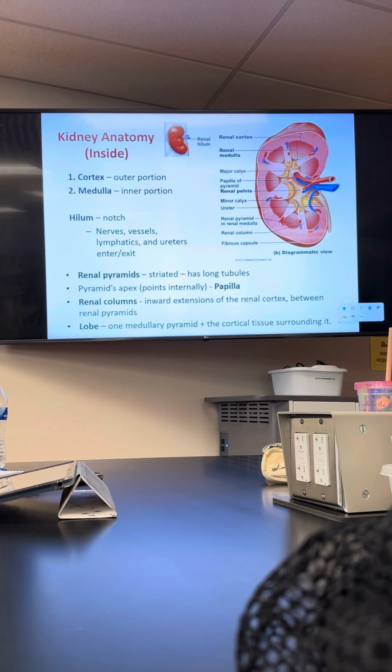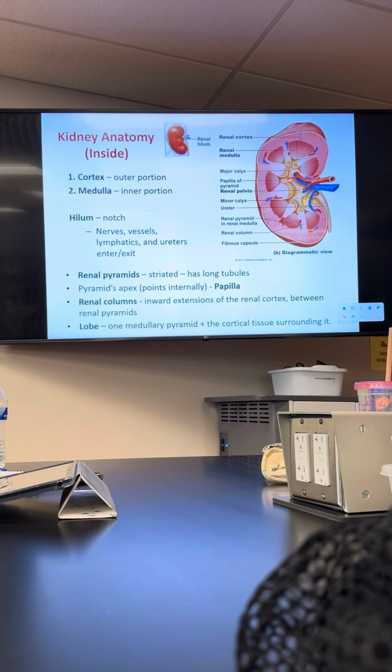This is a minor calyx. That's a minor calyx. If they all drain urine into one common space like this, that is what's called a major calyx. So this is a major calyx, and so is this. This is a major calyx.